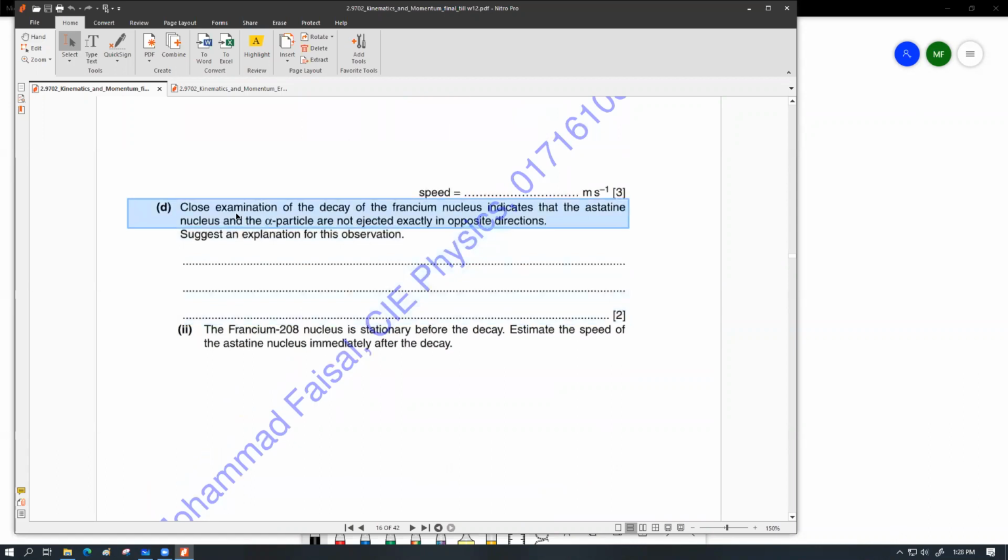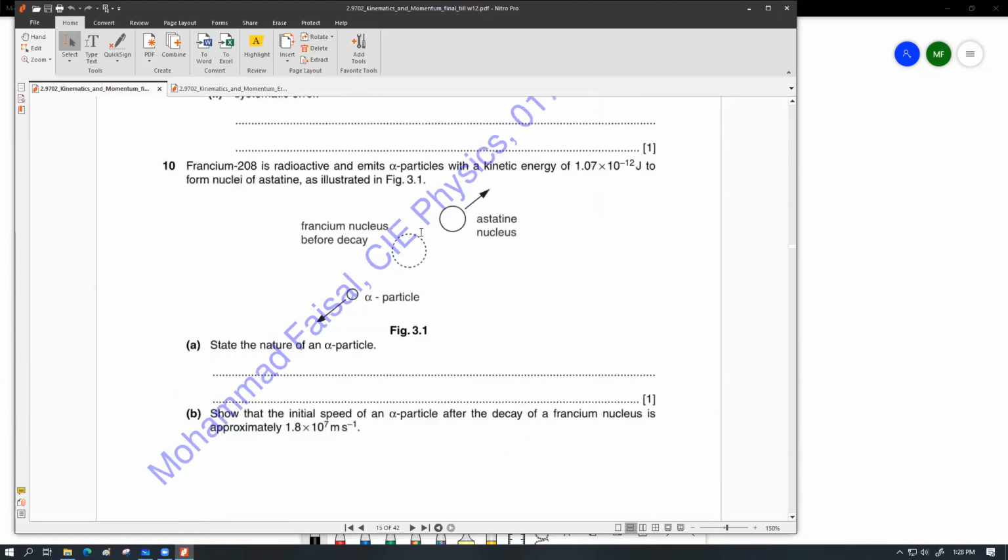So close examination of the decay of the francium nucleus indicates that the astatine nucleus and the alpha particle are not ejected exactly in opposite directions. Suggest and explain this observation. So this is another question that you have to consider for the case of the linear conservation of momentum. The whole point of linear conservation of momentum means that the total momentum of the system before collision should be equal to the total momentum of the system after collision. As per this question, before the breakdown, the francium nucleus was remaining stationary. Then it breaks down and produces two pieces, the astatine nucleus and the alpha particle.